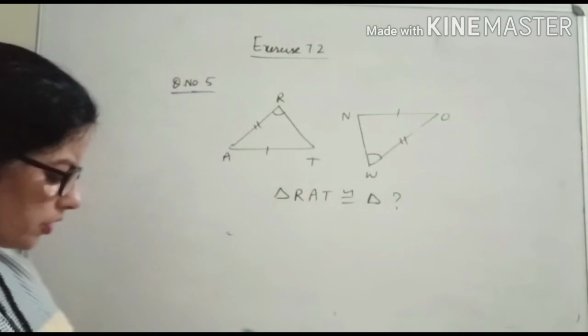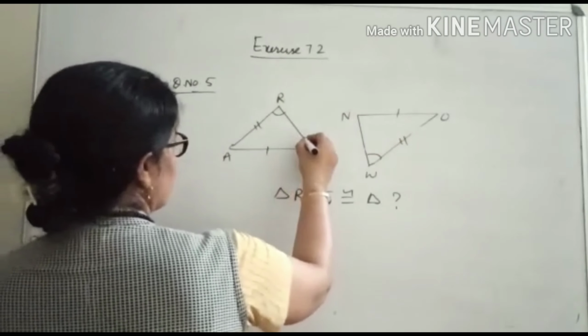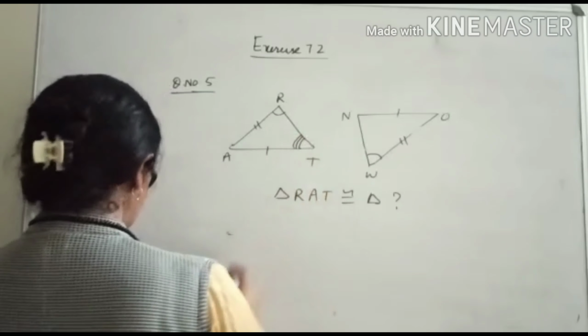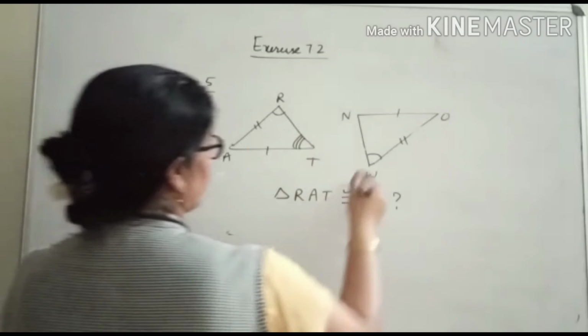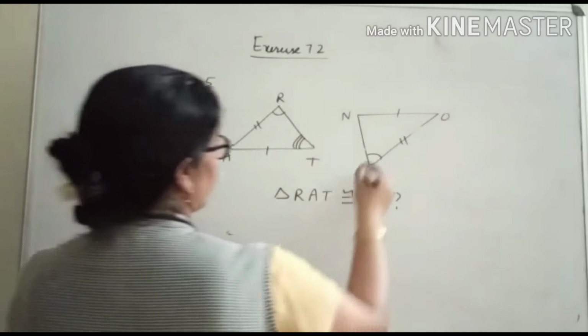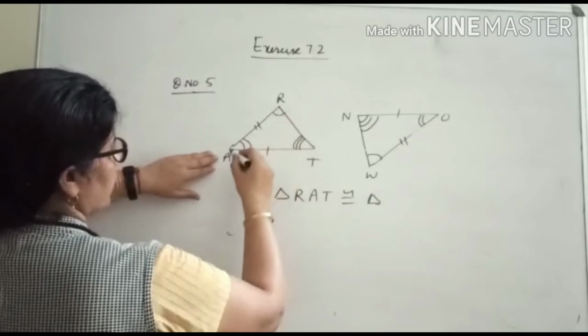One more thing is also given to us, angle T. This angle T is equal to angle N. This is given to us. And one more thing is also given, angle A is equal to angle O. See, these things are given to us. So he is saying RAT is congruent to what? We have to write the order. RAT.